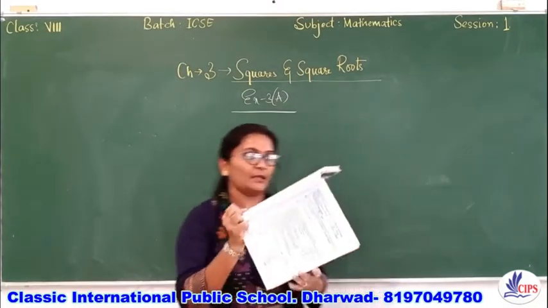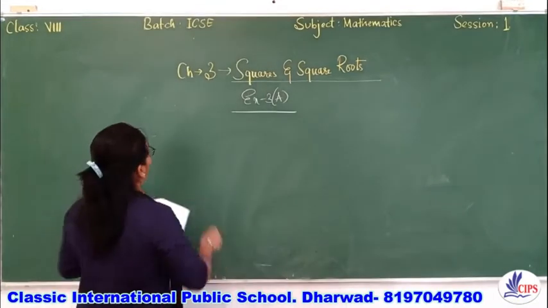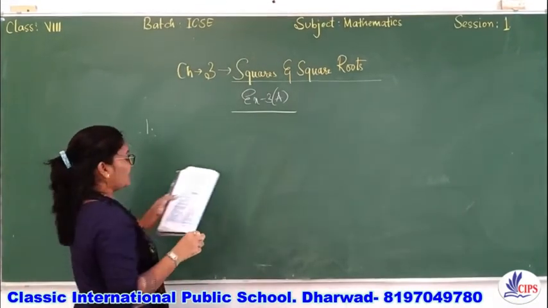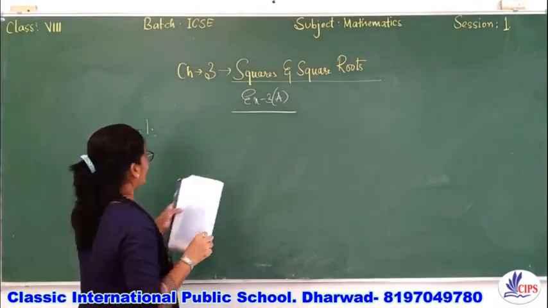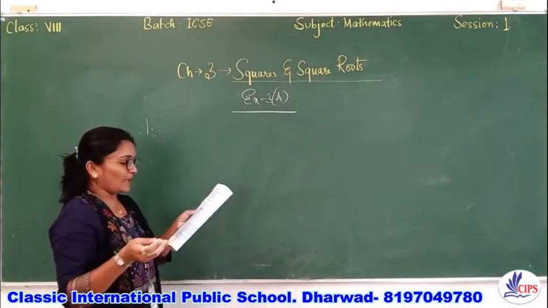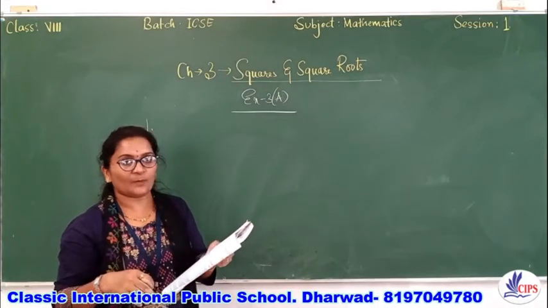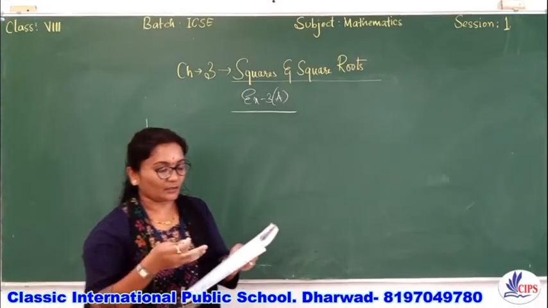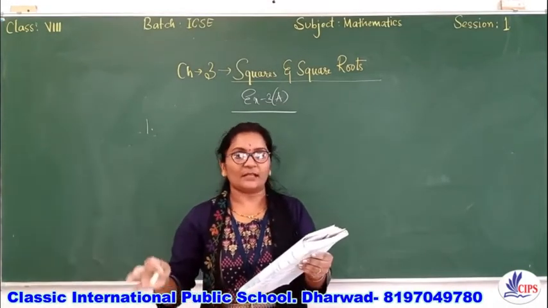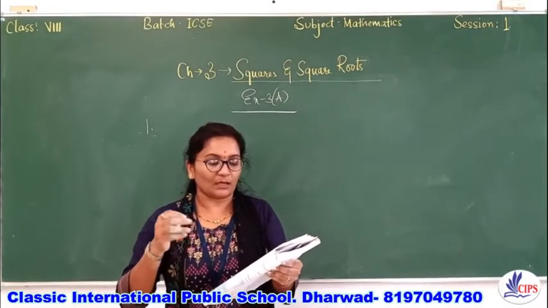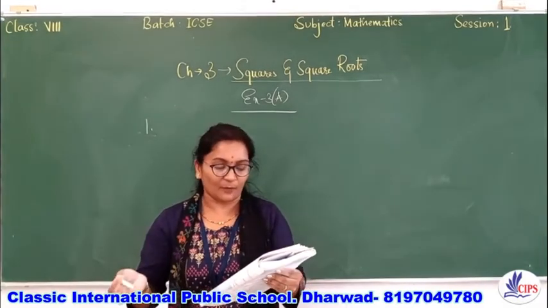In exercise 3A, we have got the first sum. Find the square of 59. I hope everybody can do it, isn't it? Find the square of means 59 and 59 has to be multiplied. There you have got three sums in the first main, so I'll give it as homework. That first main will be for homework.